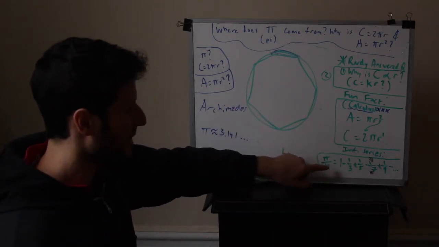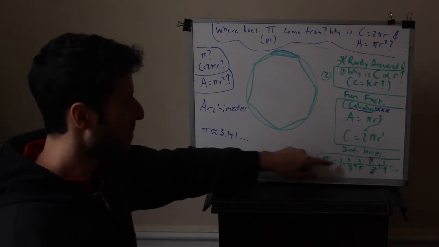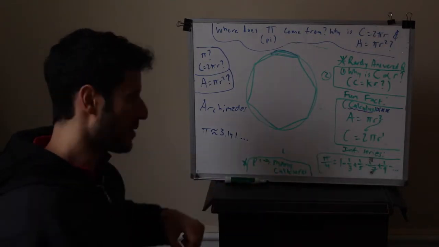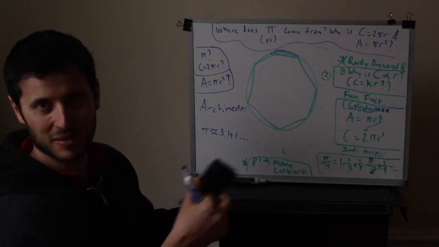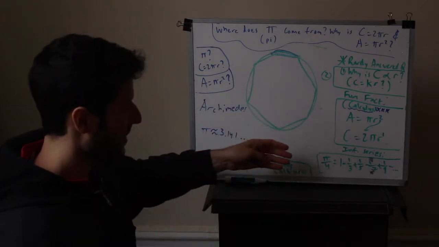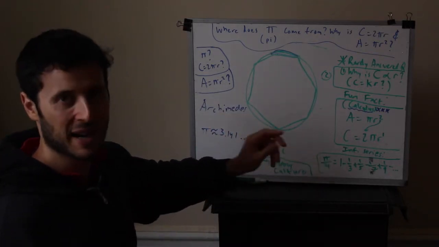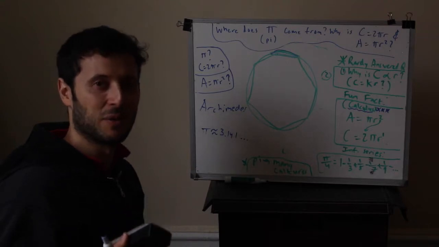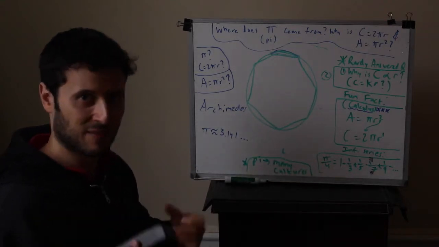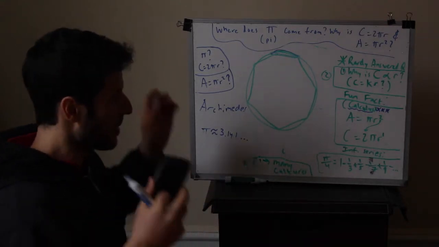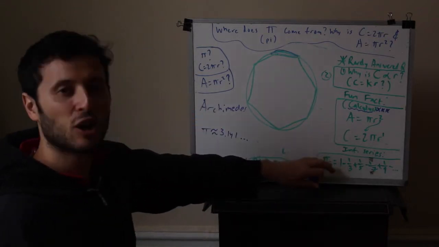Pi divided by 4 is this infinite series. It's 1 minus a third plus a fifth minus a seventh plus a ninth minus an 11th and onwards to infinity. If you think this is the only way of doing it, there are actually many, many more. Like for example, the Indian mathematician Ramanujan had some really amazing stuff on it. So I encourage you to check it out.